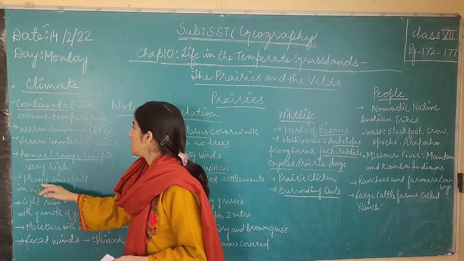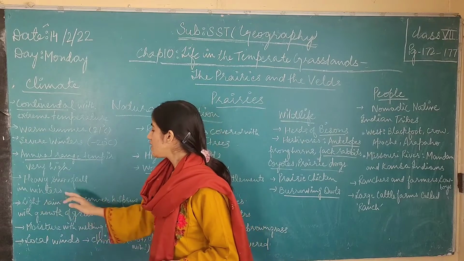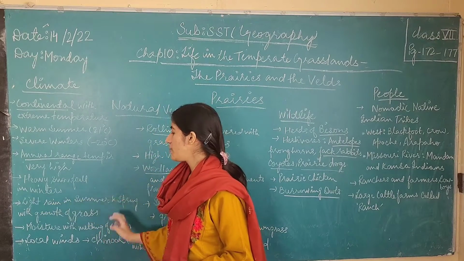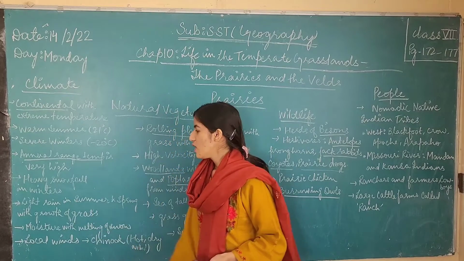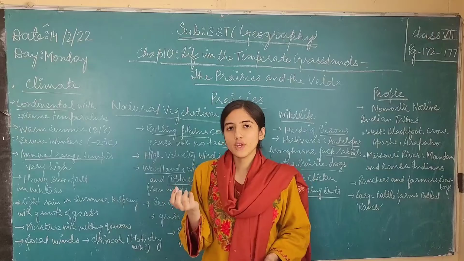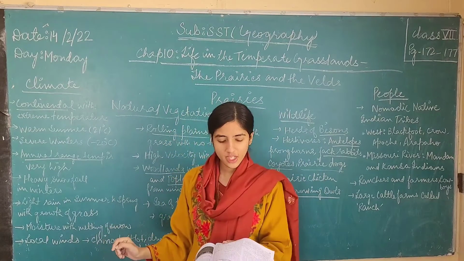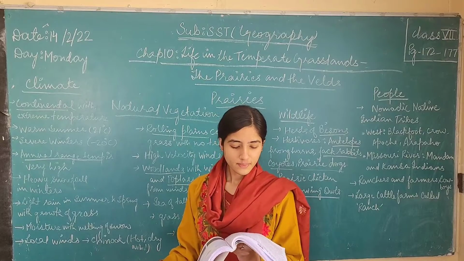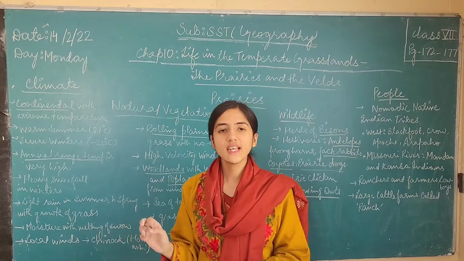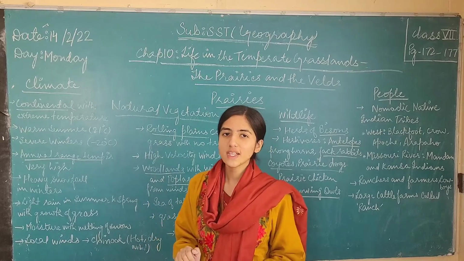Then there is also heavy snowfall in winters in the prairies. Then light rain in the summers and spring will help with the growth of grasses. In the spring, when there are very light showers, a very small amount of rainfall helps in the germination of the grass. And what is the meaning of germination? Germination means seeds growing into seedlings or young plants.